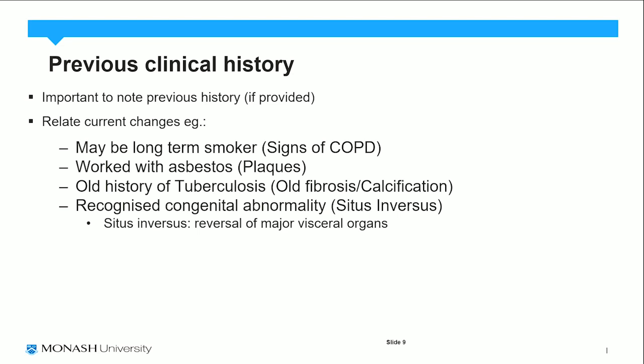Check whether the patient is a long-time smoker, so look for signs of COPD. If it's work-related, for example, if they've worked with asbestos, you would see calcified plaques on the chest, and then a history of tuberculosis, so look for signs of old fibrosis or calcification. And then also be aware of recognized congenital abnormalities. So, for example, dextrocardia, where only the apex of the heart is rotated to the right, or situs inversus, where there is reversal of the major visceral organs.